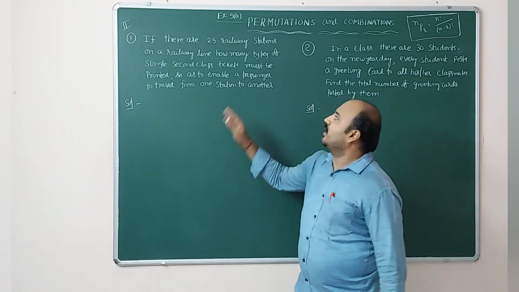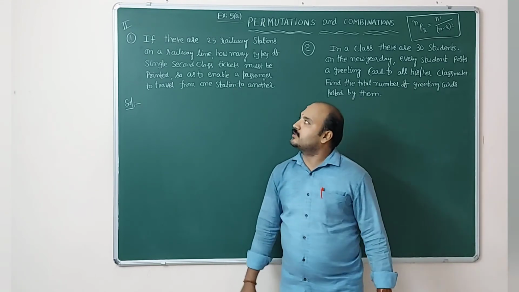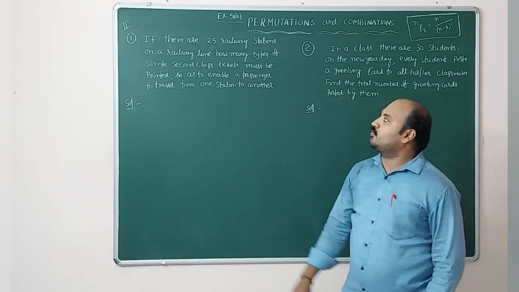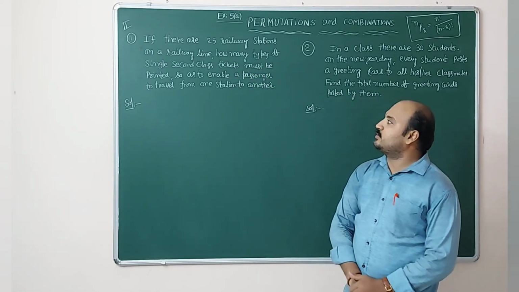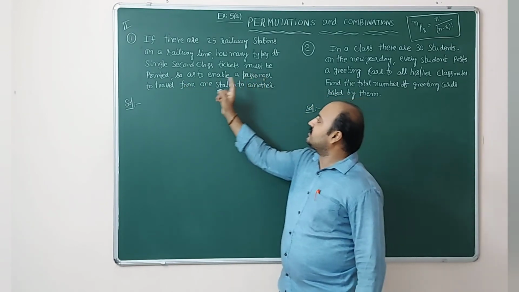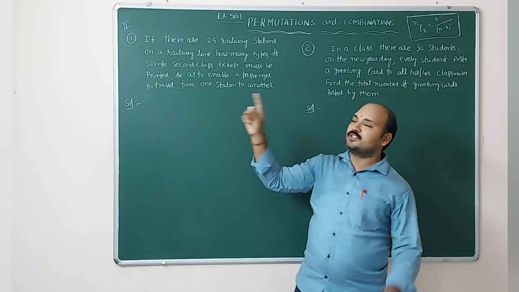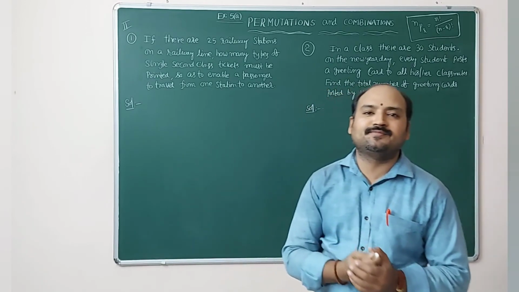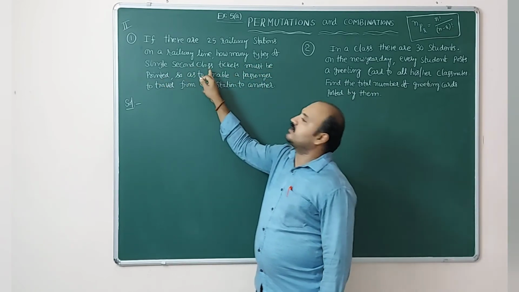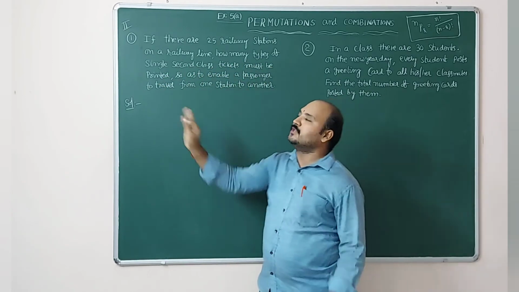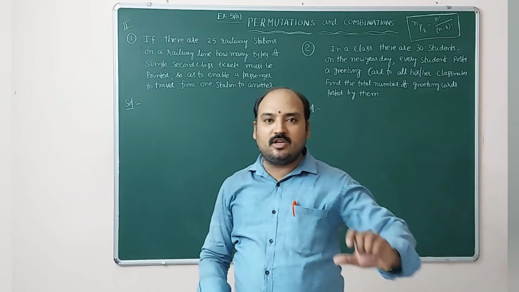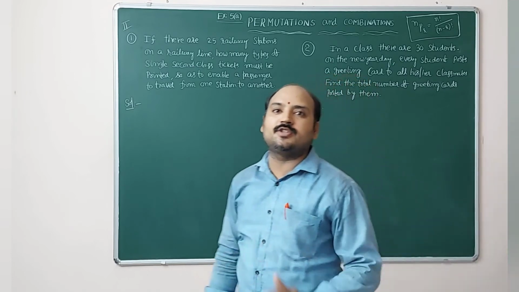Next question, if there are 25 railway stations on a railway line, how many types of single second class tickets must be printed so as to enable a passenger to travel from one station to another station? That's all. Here to make the confusion they are giving here, second class tickets. Here tickets must be printed so as to enable a passenger to travel from one station to another station.